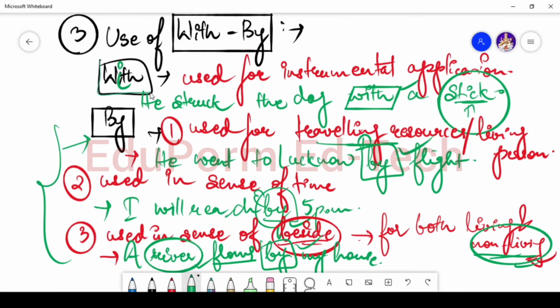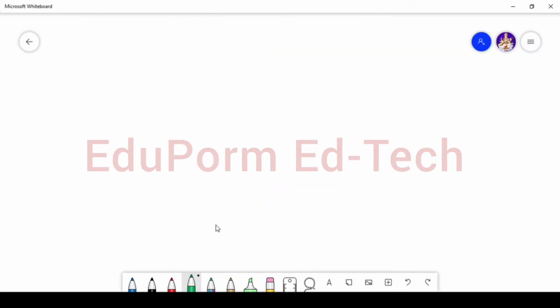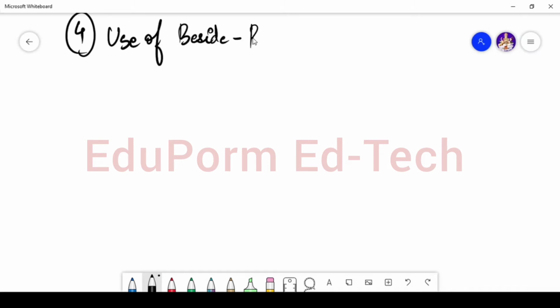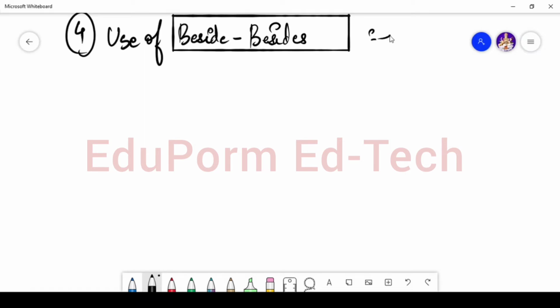Otherwise, with will be only used whenever there is an instrumental application. So from next time, I hope you won't get confused between the use of with or by. Okay. Now we are going to talk about the fourth use, that is the use of beside or besides. The use of beside or besides. Now, when will beside be used and when will besides be used?